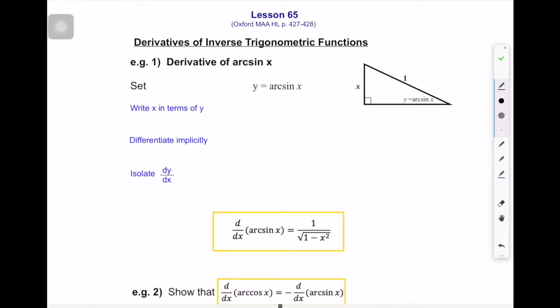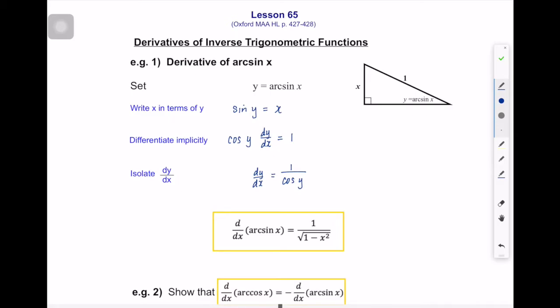Once we have set y equals arcsine of x, I can write x in terms of y by taking sine of y equal to x. Let's try to differentiate this expression using implicit differentiation. The derivative of sine is cosine of y dy by dx equals the derivative of x, which is 1. Now we're going to write dy by dx as 1 over cosine of y.